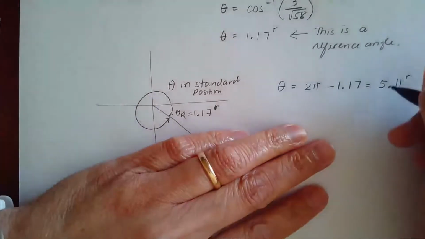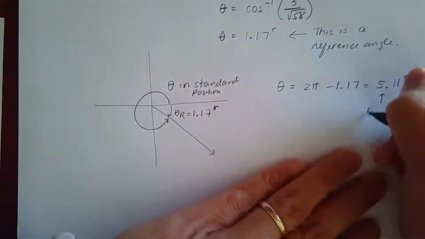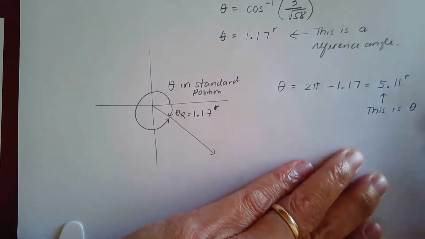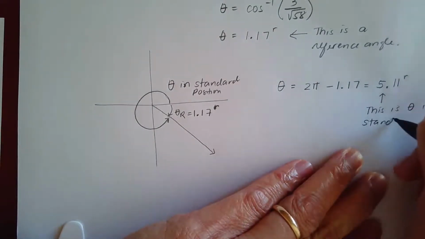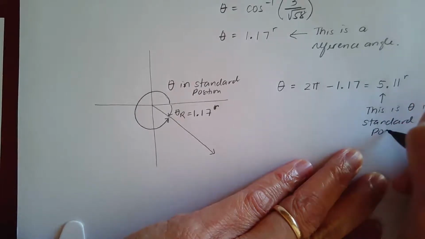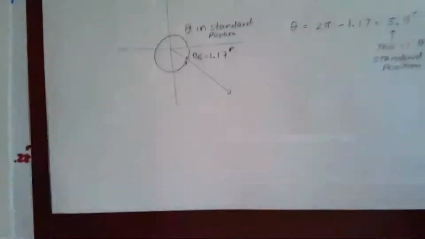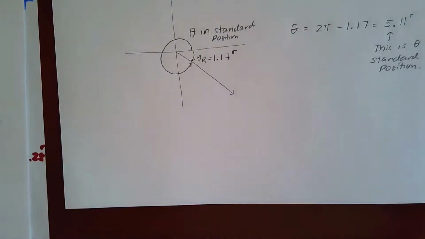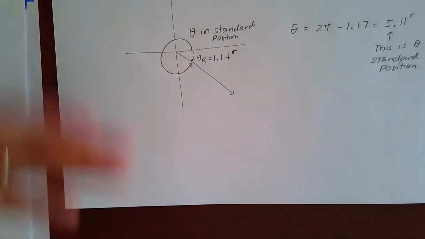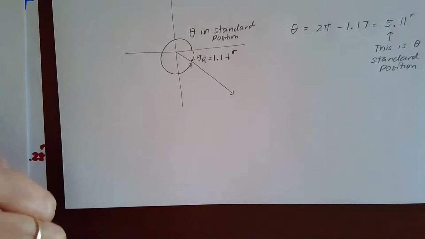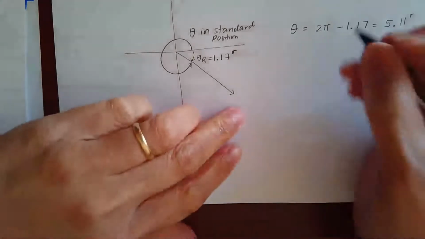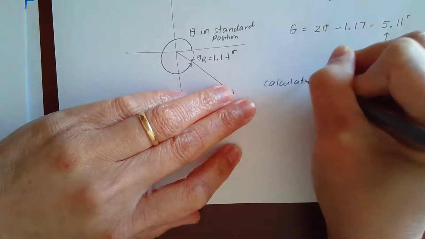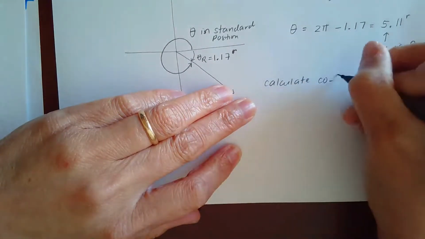Now this is theta in standard position. So how can we figure out the other angles? Because we have our domain from negative 4 pi to positive 4 pi, so we also need to calculate coterminals.